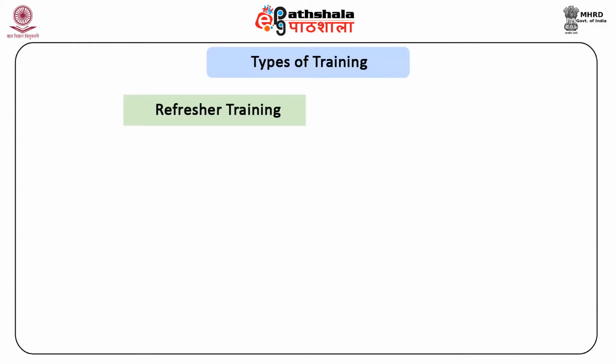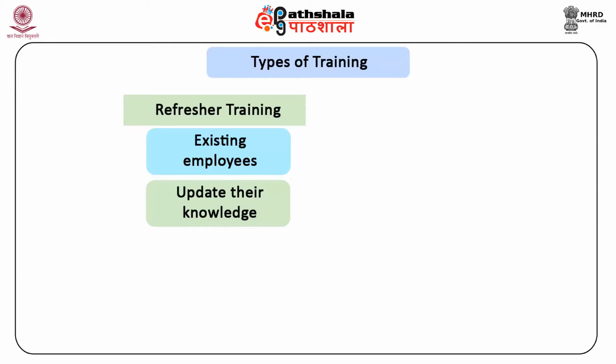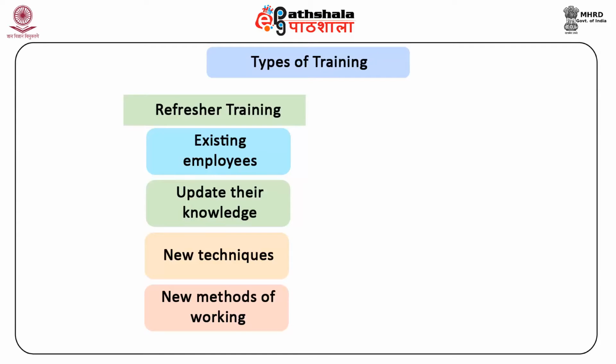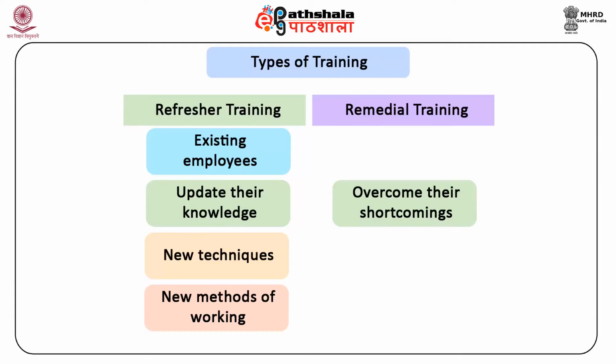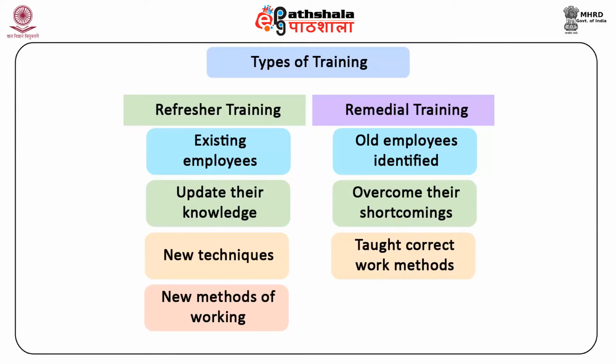Refresher training. Refresher training is given to the existing employees because, with the passage of time, many of the methods may be forgotten or become obsolete. This helps them to update their skills and knowledge with new techniques, methods of doing work, etc. Remedial training. This training is arranged to overcome the shortcomings in the behavior and performance of the old employees. The employees are identified and correct work methods and procedures are taught to them by psychological experts.